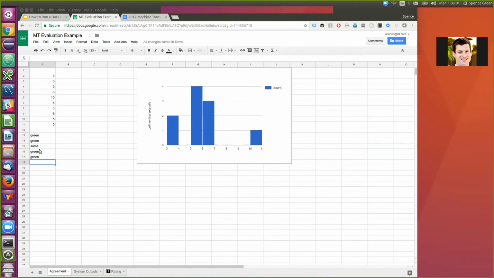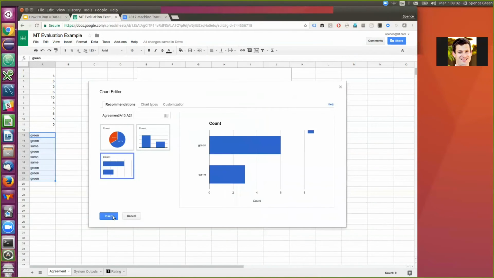Same, green, same. And 1, 2, 3. Okay. We get this right. 1, 2, 3, 4, 5, 6. 1, 2, 3. Yep, looks right.